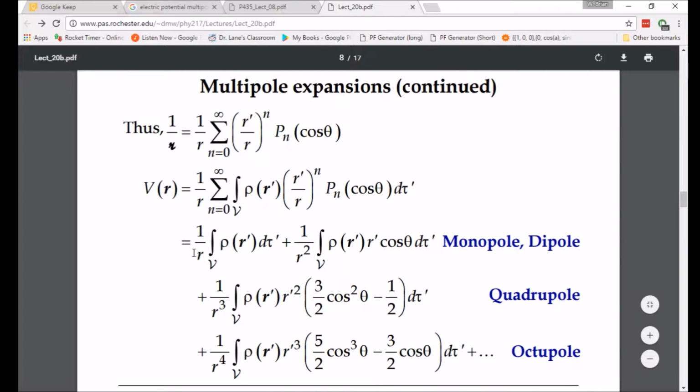This 1 over r is the same result you get if you have a monopole, meaning if you just have a single charge. Mono means single, so this is as if you had a single charge located at the origin. And the rest of those would be 0 for a single charge, so this is exact for a single charge. If you have a dipole, meaning you have two charges, then this thing goes to 0 because your total charge is 0. And the potential behaves like 1 over r squared.